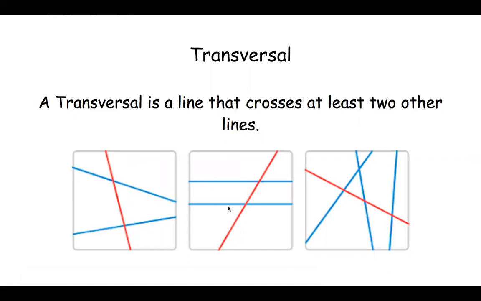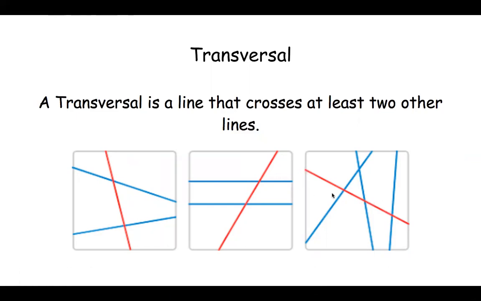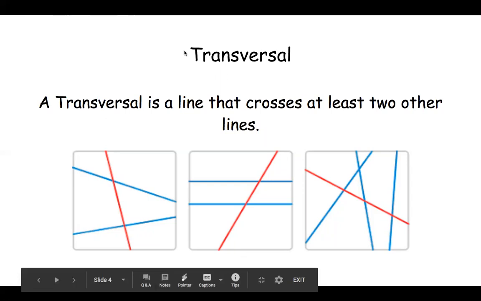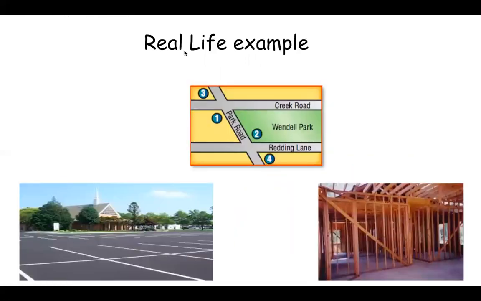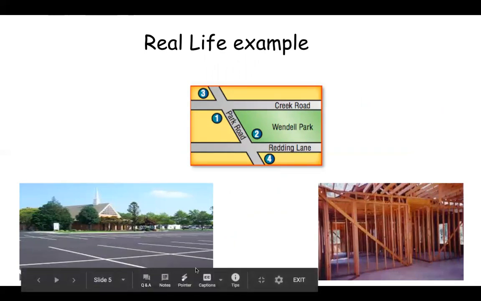So this one seems to be a parallel line, and there's another line that goes through it, which is called a transversal. So in here, we have three lines, and there's a red line going through all three of them. That's also a transversal, all right? Real life example, see Creek Road, Reading Lane, and Park Road is a transversal for that, okay? Parking lot, these are parallel lines, and this is the transversal. In here also, multiple parallel lines if you look at it.